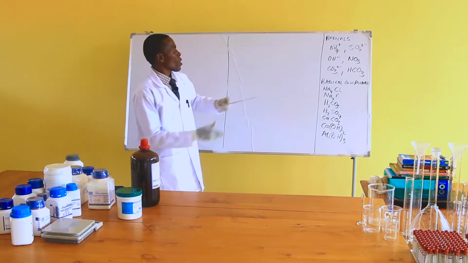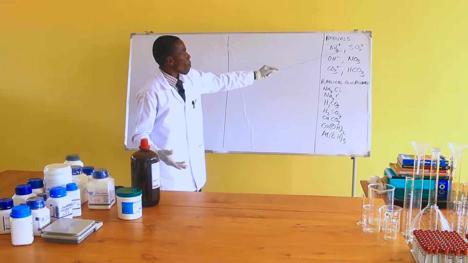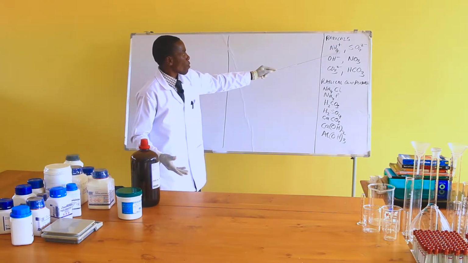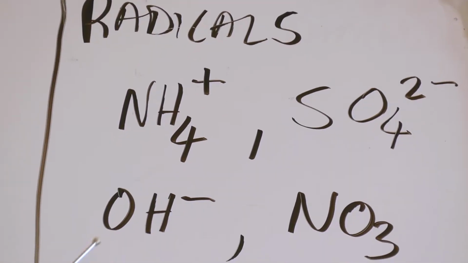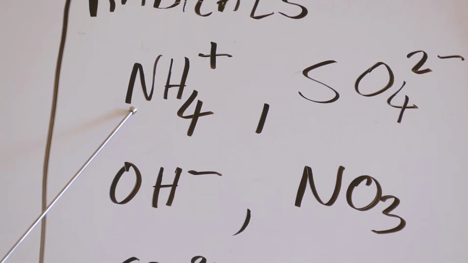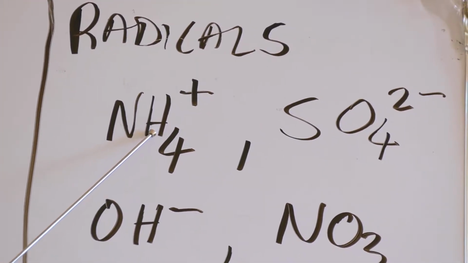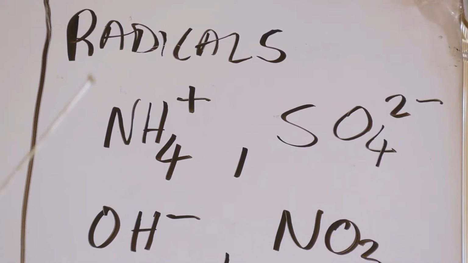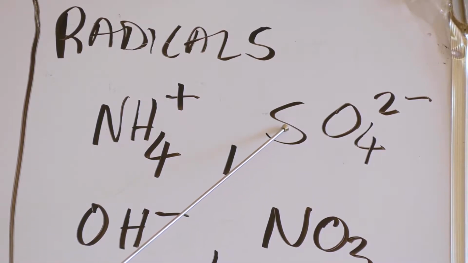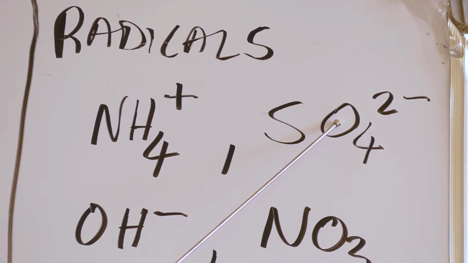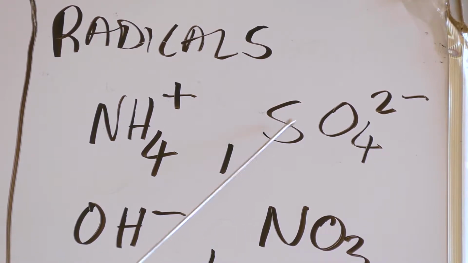On the whiteboard, you can see this one is a radical called the ammonium ion. This one is called the sulfate ion. Now you can see it is a group of atoms. This one is nitrogen, this one is hydrogen, but all together they make one thing, a radical having its own charge. This one is sulfur, this one is oxygen. All together they come out as a radical called sulfate.